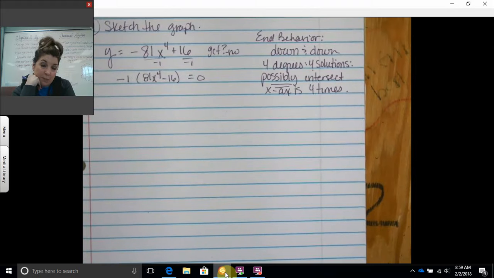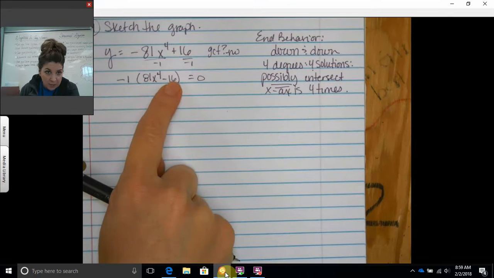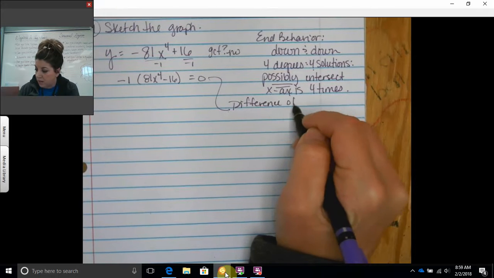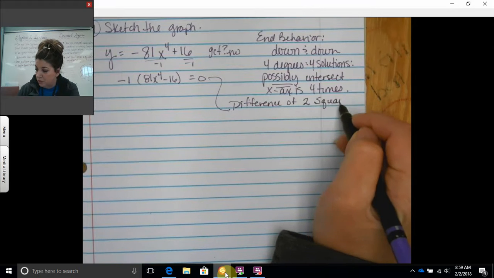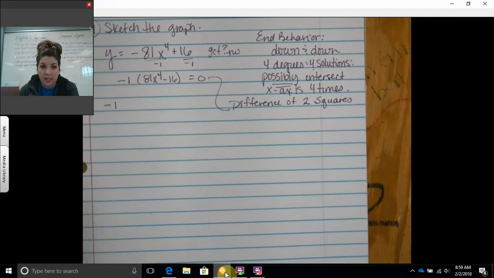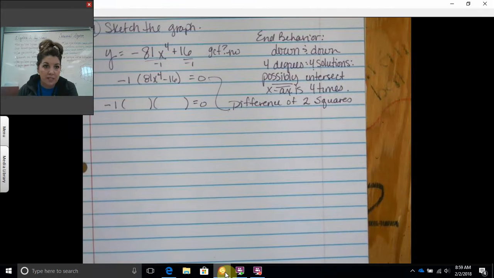Do you notice anything about that we could factor? Difference of 2 squares. 81 is a perfect square, x to the 4th is a perfect square, 16 is a perfect square, and there's a minus sign. So this is a difference of 2 squares. Do we know how to factor that? Yeah. So remember that GCF, just bring it down. To factor the difference of two squares, make two sets of parentheses, set it equal to 0. Remember, one is going to get a plus sign, one is going to get a minus sign.